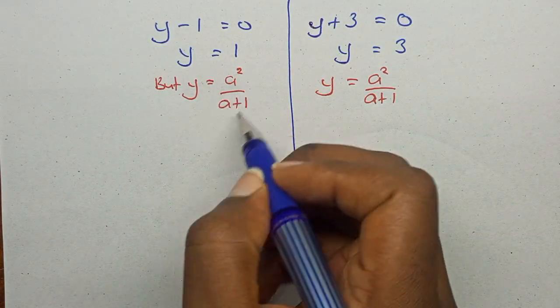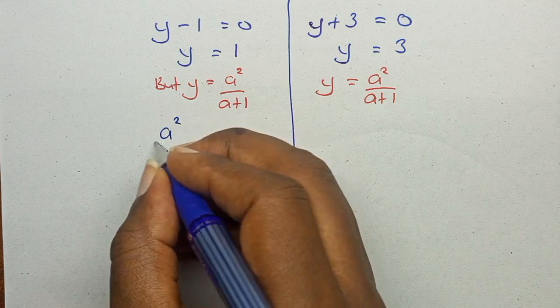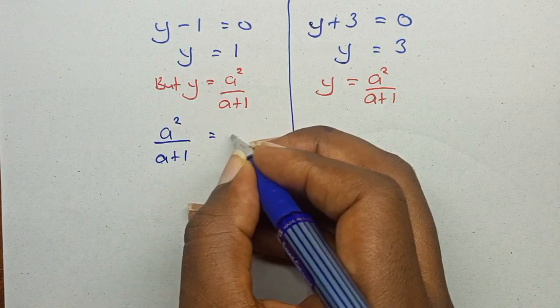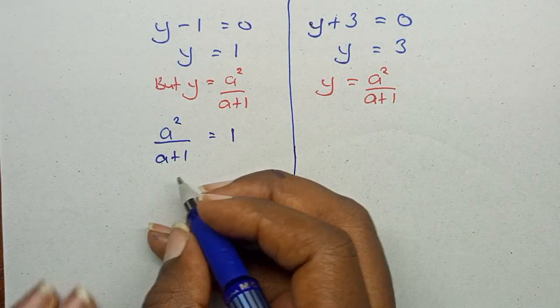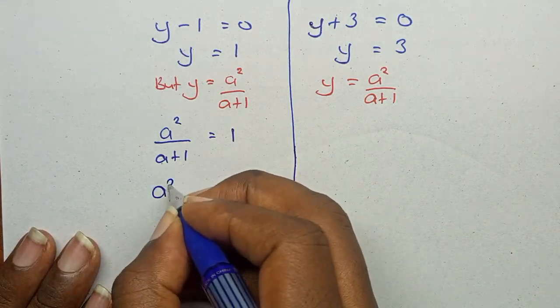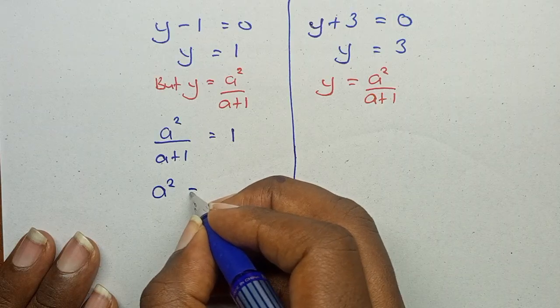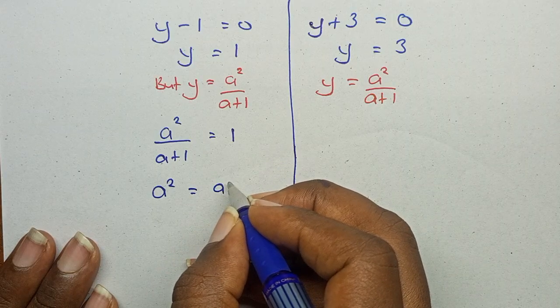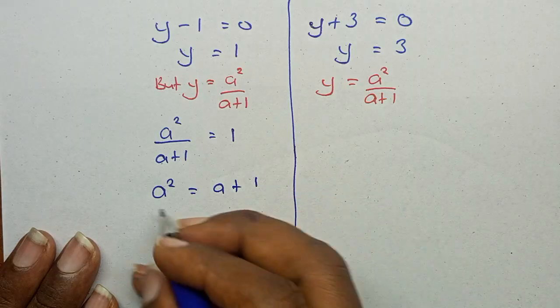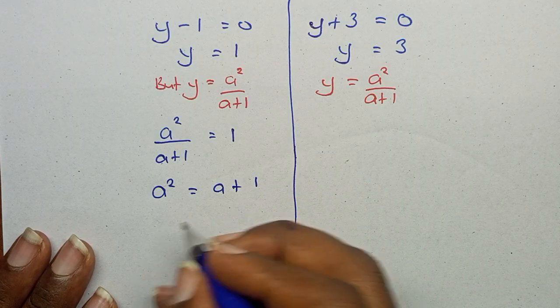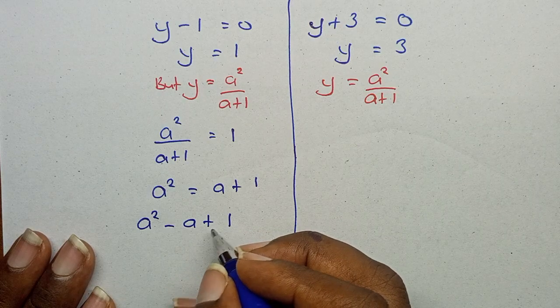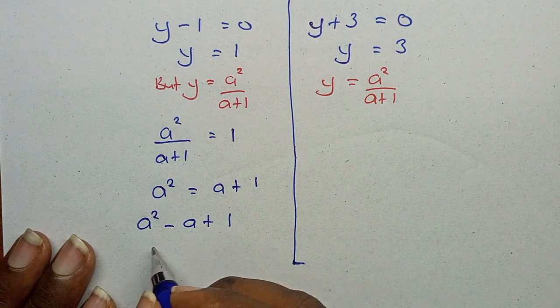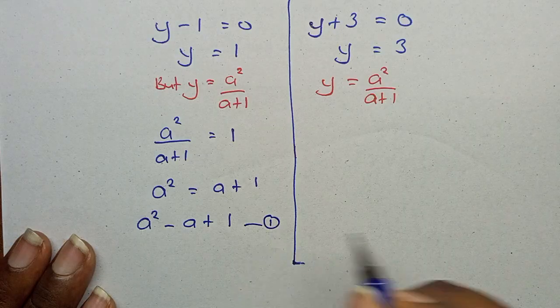When we replace y with this, we shall have a squared over a plus 1 being equal to 1. So we make a squared the subject. This will be equal to a plus 1. So we take it this side, we shall have a squared minus a minus 1 equals 0. So this is equation 1.